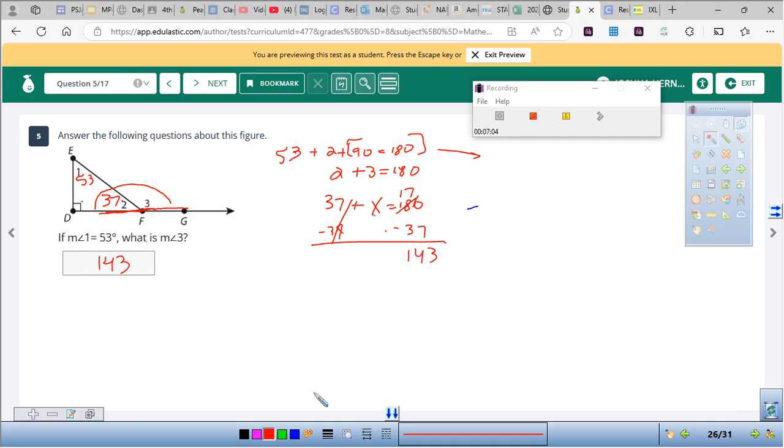The other way of doing it is looking at the remote interior angles. These two added up equal that one out there. So that's 90 plus 53, and that's still equal to 143. It's either way, it's up to you. The sky's the limit how you want to approach it.